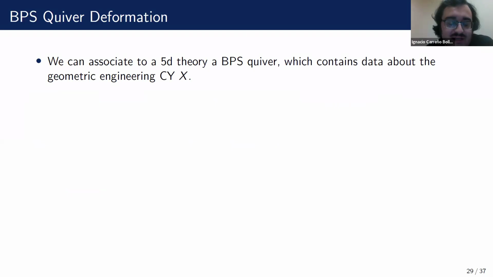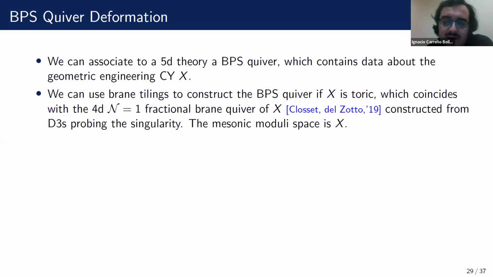As we see, we can take a 5D theory and associate to it a BPS Quiver, which contains information about the spectrum of its BPS states. But additionally, we can see that it contains data about the geometric engineering Calabi-Yau. If the Calabi-Yau is toric, then computing the BPS Quiver is quite straightforward. We just have to import the technology of brane tilings.